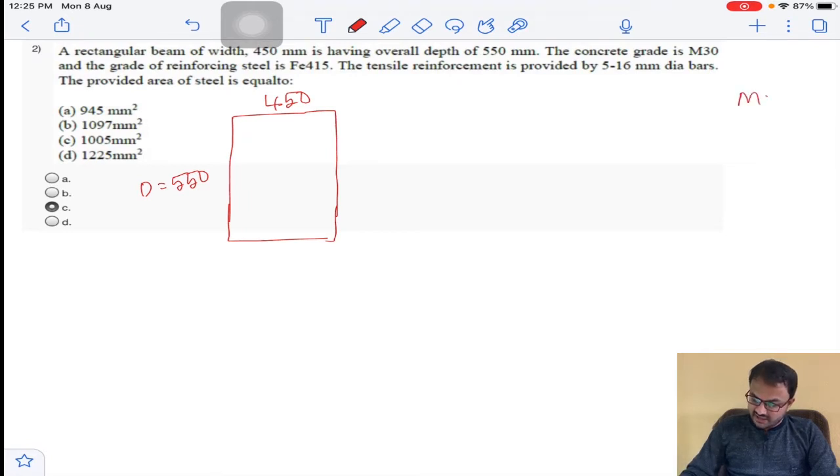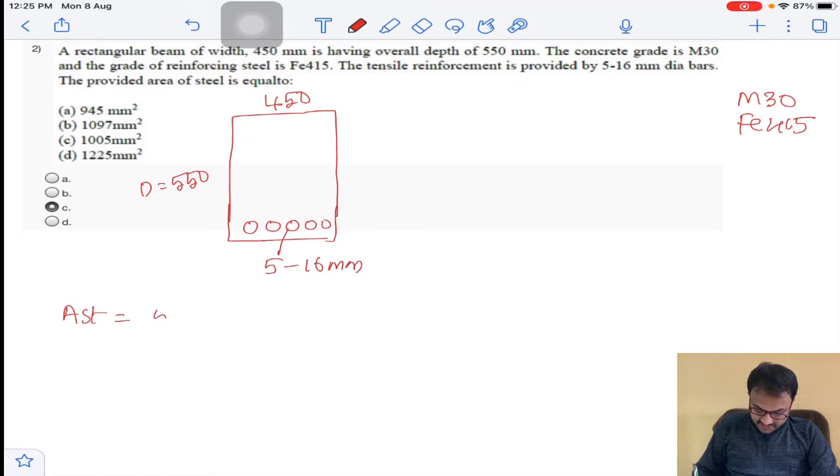And he has given M30 grade concrete and reinforcing steel is Fe 415. The tensile reinforcement provided is 5 reinforcing bars of diameter 16 mm. The provided area of steel, so first we will calculate area of steel. Area of steel Ast is 5 into pi by 4 into 16 square, you will get 1005 mm square. Area of each bar is pi by 4 into 16 square, there are 5 bars, so into 5. So the answer will be C. For question number 2, the answer is C.